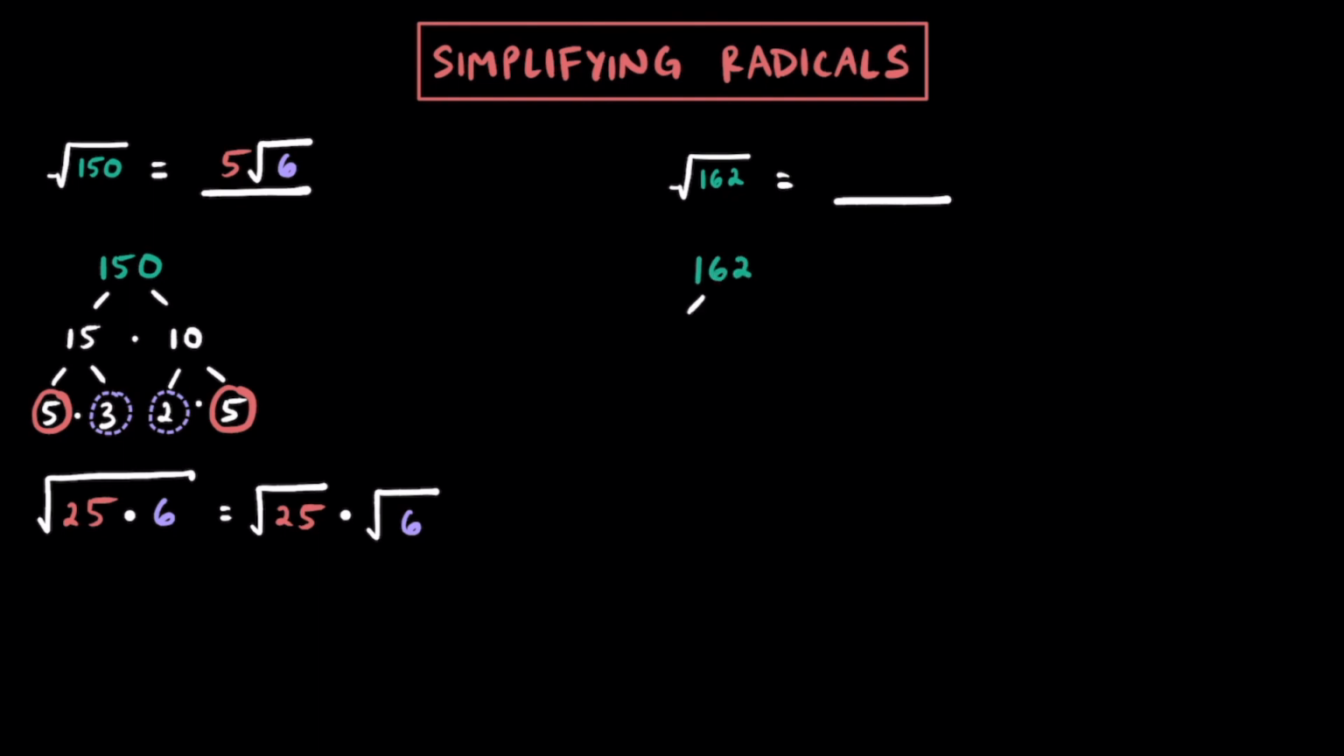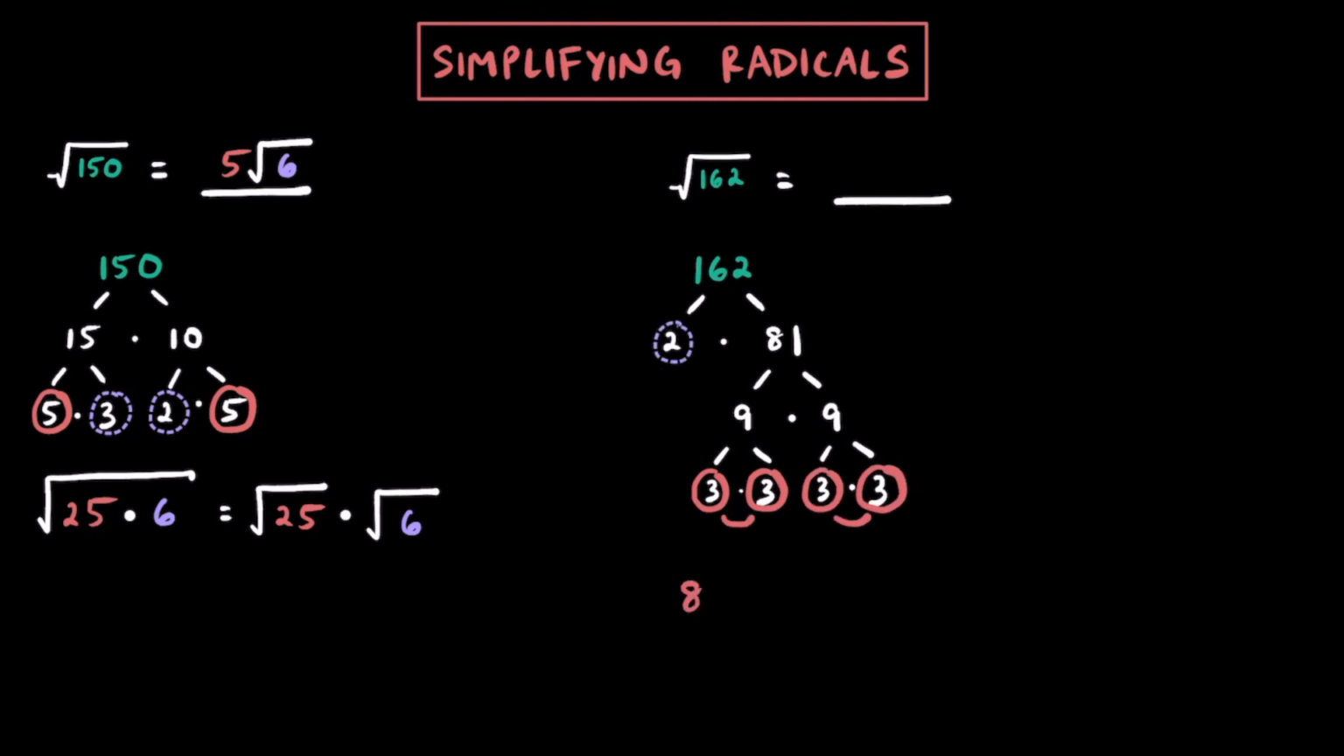Breaking down 162, we get 3 times 3 times 3 times 3 times 2, and pairing the 3's together we get 9, and the other 3's we also get 9, so 9 times 9 is going to be 81, so we have the square root of 81 times the square root of 2. The square root of 81 is equal to 9, so we can rewrite the square root of 162 as 9 root 2.